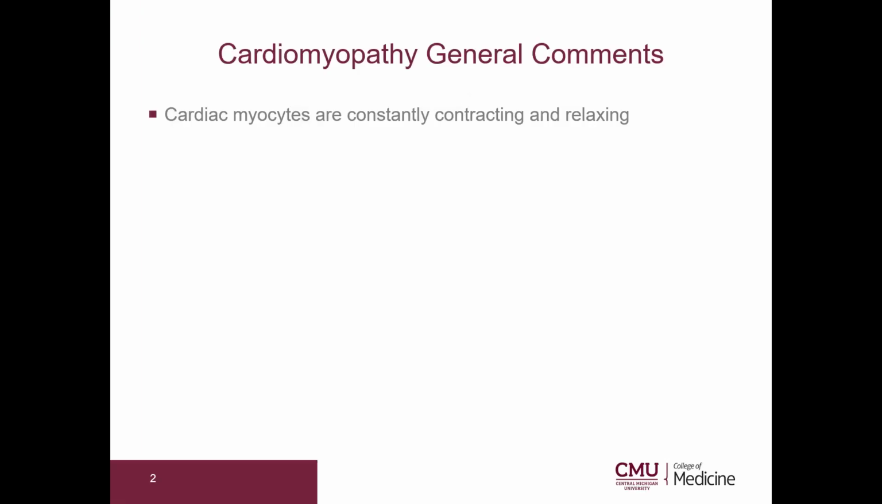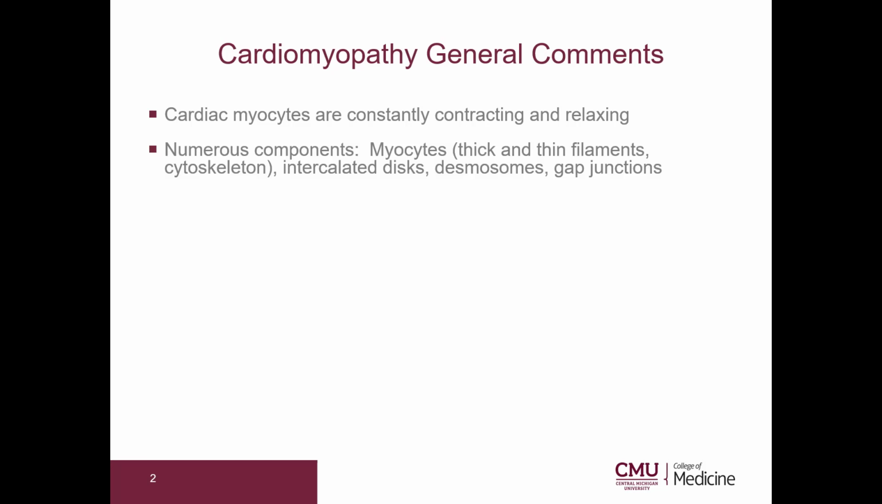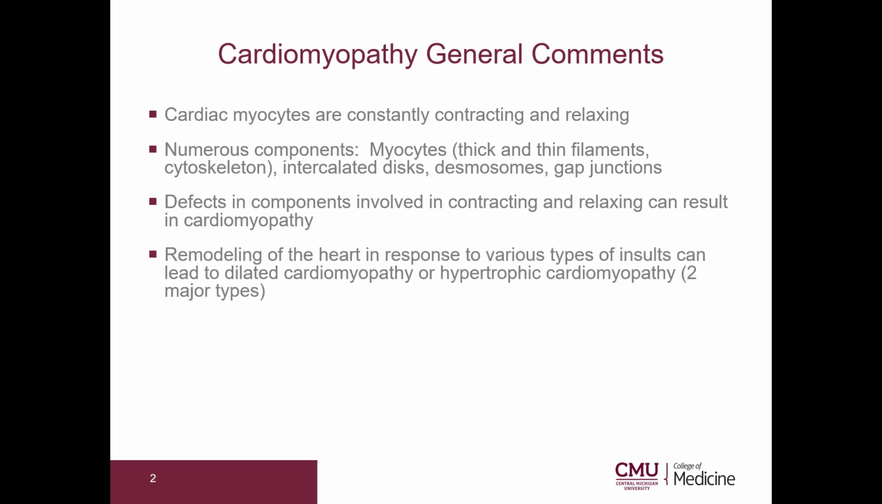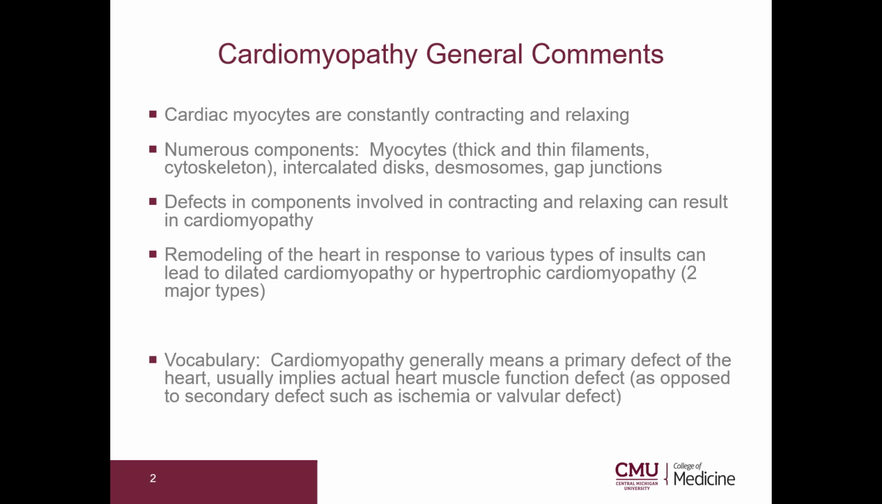Cardiac myocytes are constantly contracting and relaxing. There are numerous components involved in this: myocytes, intercalated discs, desmosomes, and gap junctions. Defects in the components involved in contracting and relaxing can result in cardiomyopathy. Remodeling of the heart in response to various types of insults can lead to dilated cardiomyopathy or hypertrophic cardiomyopathy. These are the two major types of cardiomyopathy.